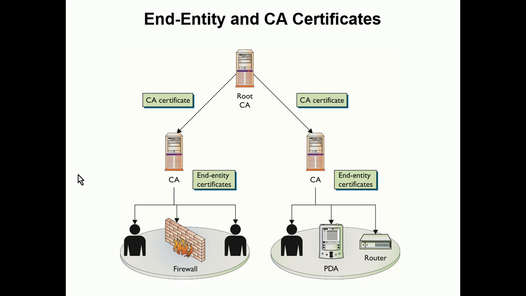So here's an example of a hierarchy, right? If I am a user on one side of this hierarchy, and I see that it's been signed by the CA at the lower side of the hierarchy, I can implicitly trust the other side going through the root CA. So there's that transitive trust going through the root CA.